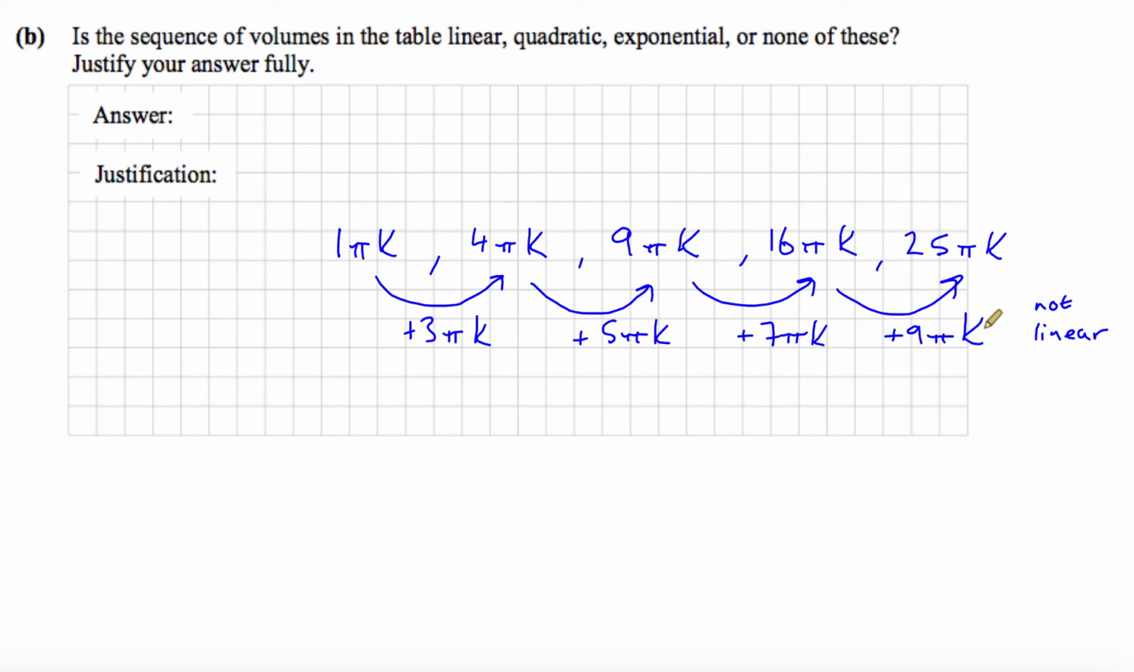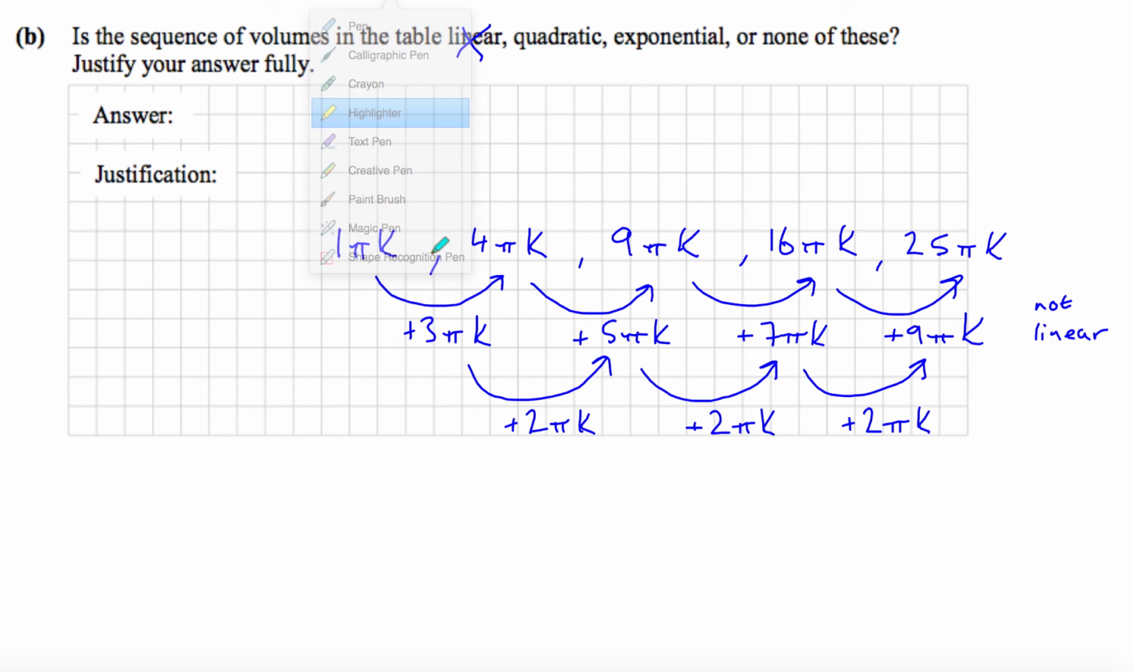Not linear. Okay, the next thing to check would be, is it quadratic? Well, if it's quadratic, then we do the second difference. So we go from here to here and so on. And if that jump is a constant or the same, then it is quadratic. So to go from 3 pi k to 5 pi k, that's a jump of plus 2 pi k. And to go from 5 pi k to 7 pi k, that's a jump of 2 pi k also. So just to confirm, a jump from 7 pi k to 9 pi k is also a jump of 2 pi k.